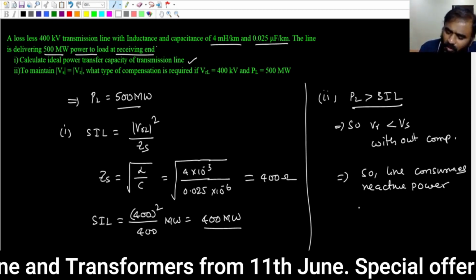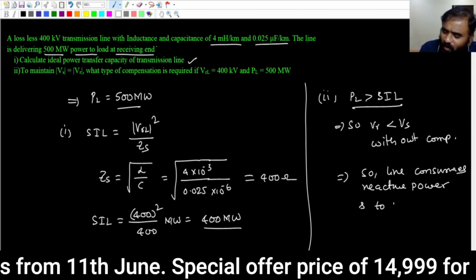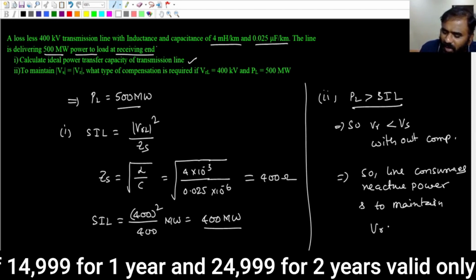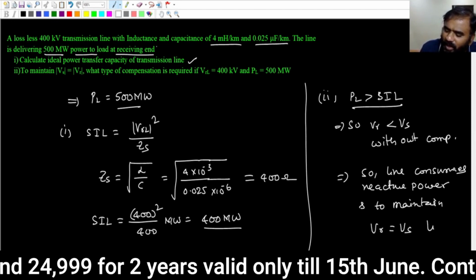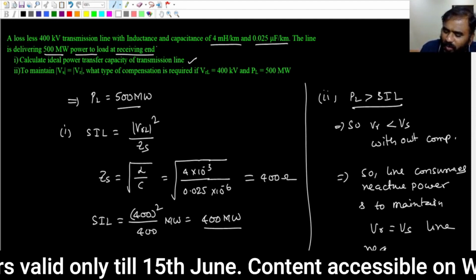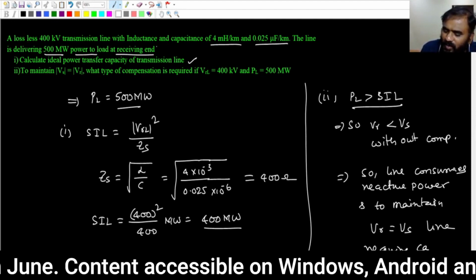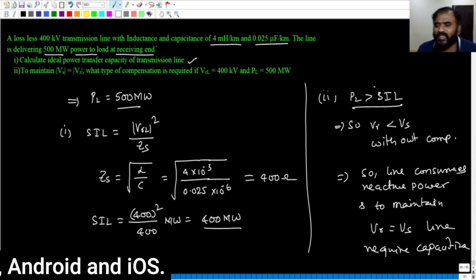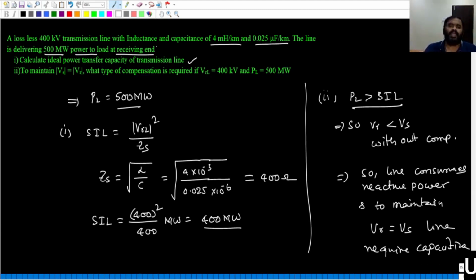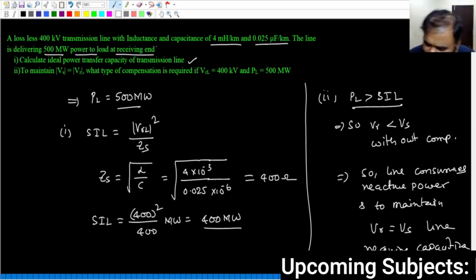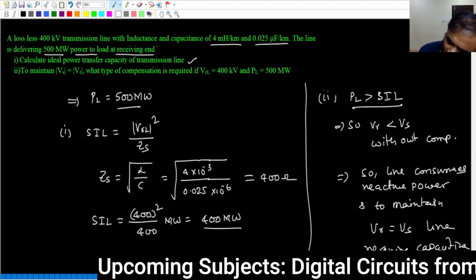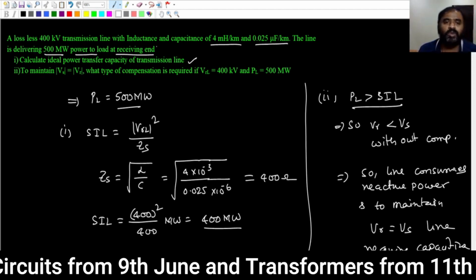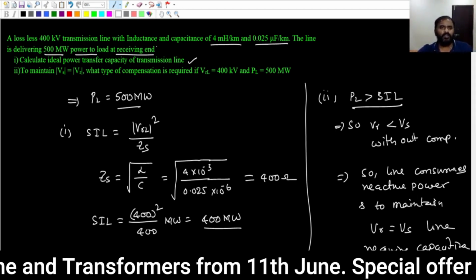And to maintain VR equal to Vs, what does the line require? Capacitive compensation. Capacitive compensation. Otherwise, simply, if the loading is greater than the surge impedance loading, the line definitely requires capacitive compensation. We already discussed that. Even this kind of question was once given in the GATE exam. Okay, so be careful. So that's it.